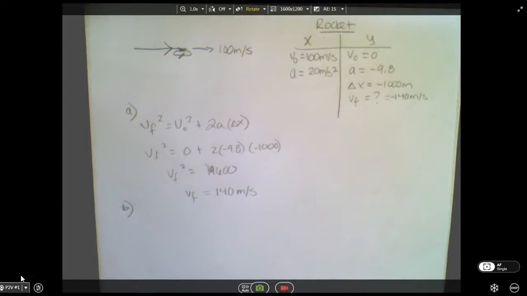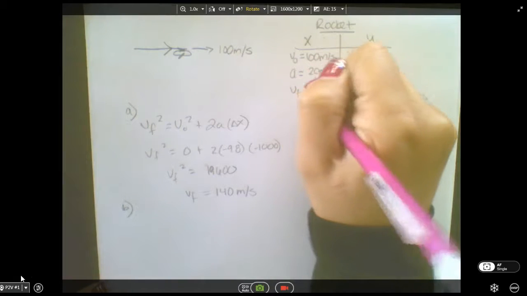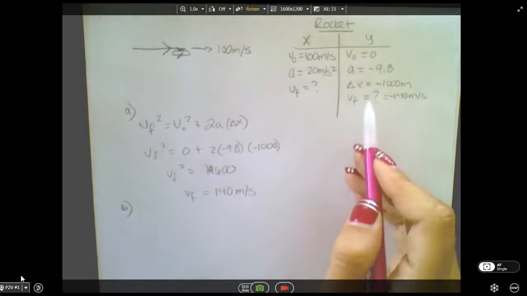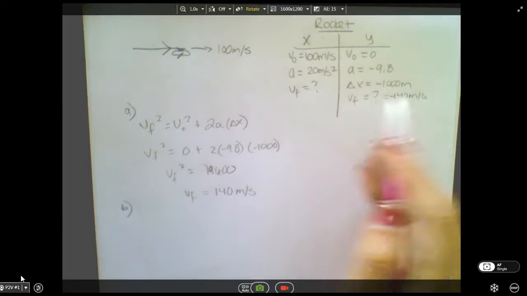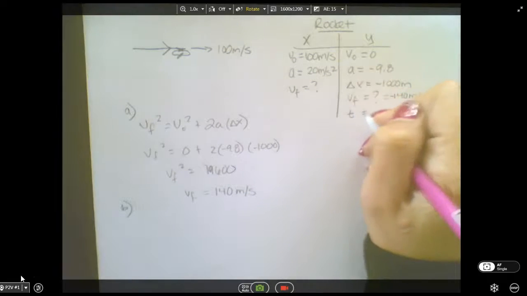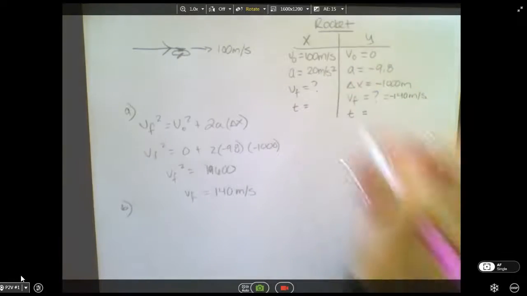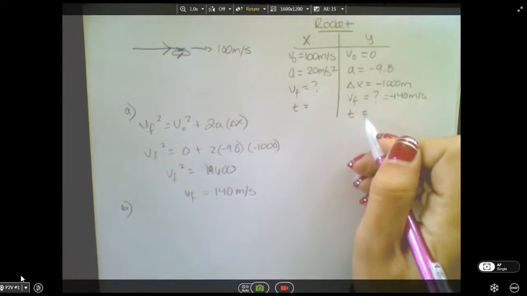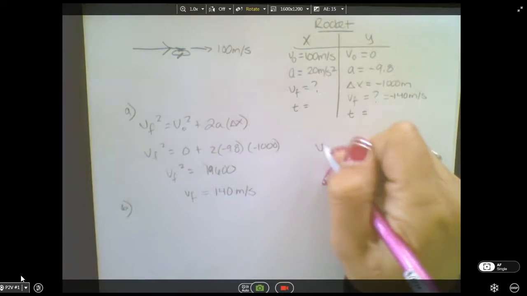Part B asks us, once it's fallen 1 kilometer, what is its velocity in the x direction? So we need the v final in the x. Now, we don't have enough information in the x direction, so this is where this nice little trick comes in. The only thing that's the same in the x direction and the y direction when it's falling is the time. So if we can find the time in the y direction, we can put it over in the x direction because time doesn't have any direction. So if we find it over here, maybe we can use this nice easy equation.